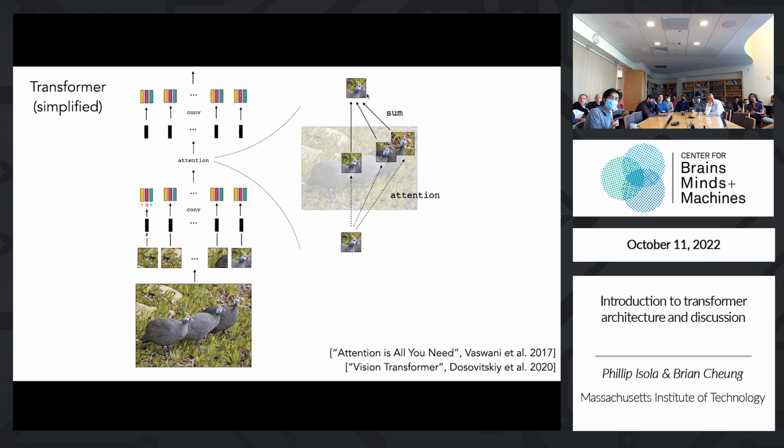When you say one-by-one convolution, you mean a patch is a pixel? A patch is, so you vectorize the patch, and then you do like one-by-one convolution across all of those tokens where the channel dimension is the token vector. Yeah.